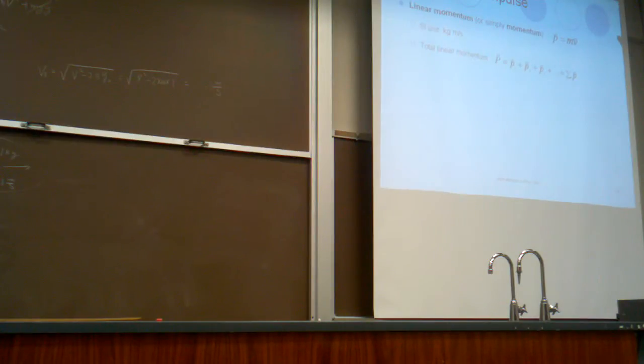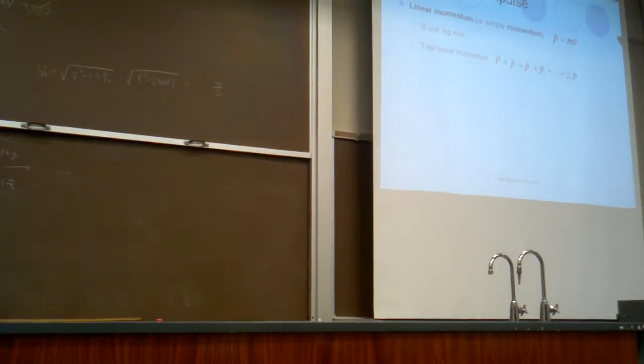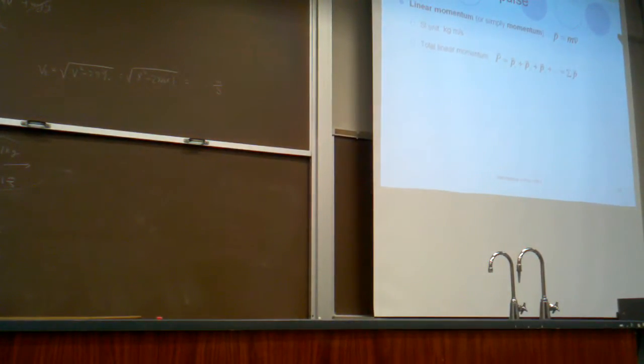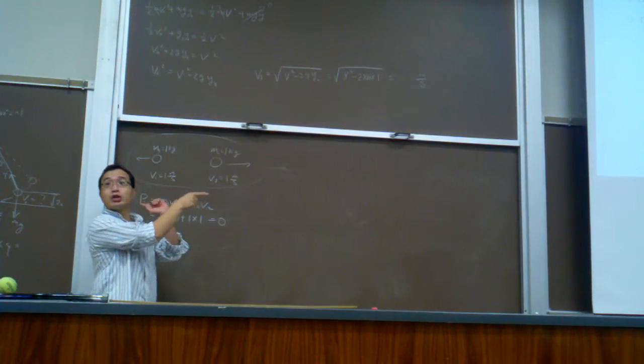So is it 1 multiplied by 1 plus 1 multiplied by 1 equals 2? Is it right? No, because they are in different directions. So if we choose positive for one of the directions, when you calculate it, it has to be 1 times negative 1 plus 1 times 1 equals 0. The total momentum for the system is 0. In other words, the two momenta cancel each other, right?